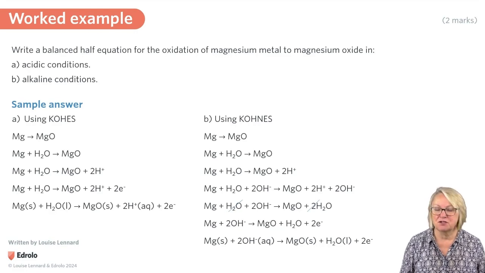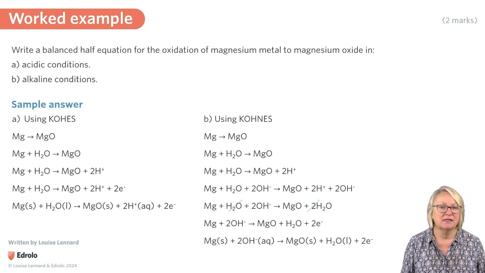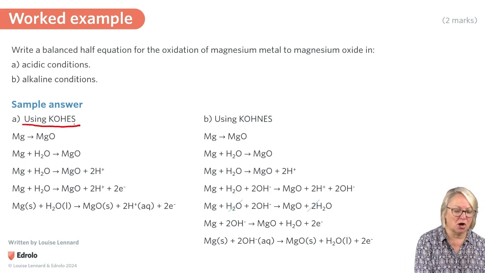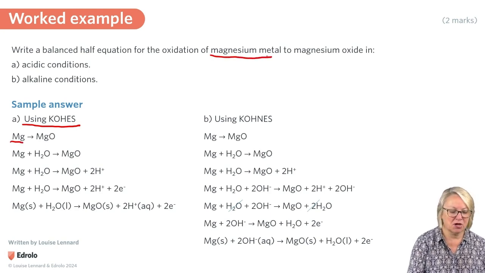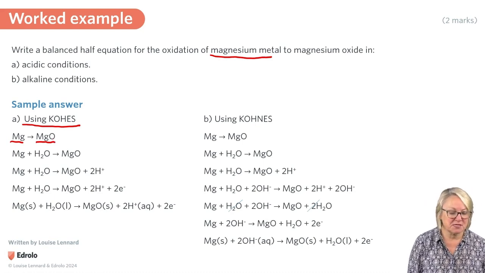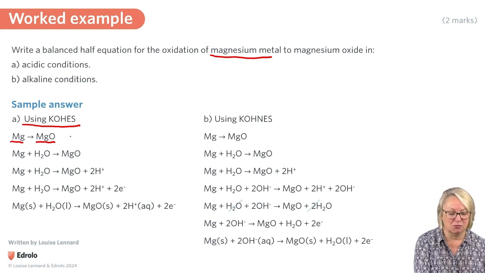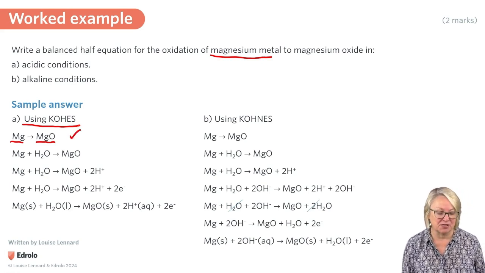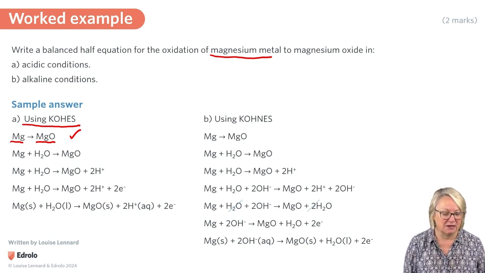Write a balanced half equation for the oxidation of magnesium metal to magnesium oxide in acidic conditions and alkaline conditions. First of all, using COEs. So we have magnesium metal, and we're told we're producing magnesium oxide. So the first step is we check that we're balanced for the key element. The key element in this half equation is magnesium, and we've got one magnesium on each side of the equation. So that's balanced. Next thing we have to do is balance oxygen by adding water.